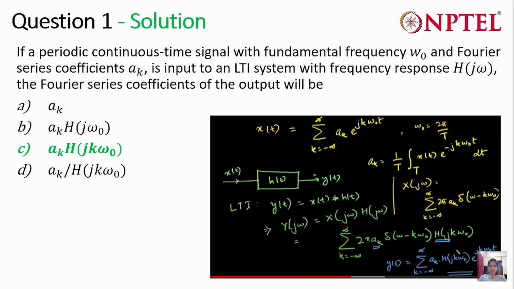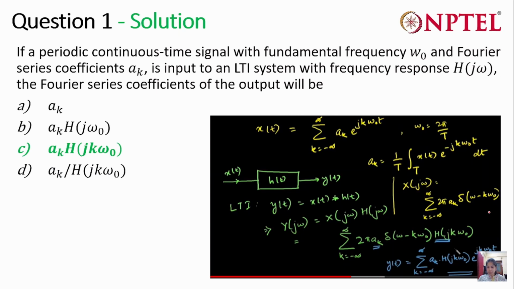We know that when we have a system with impulse response h of t, the output will be the convolution of x of t with h of t. If we convert this into Fourier transform, y of j omega will be x of j omega into h of j omega. So convolution in the time domain is multiplication in the frequency domain. Now we need to know what is x of j omega. So x of j omega will be summation of 2 pi ak delta of omega minus k omega naught.